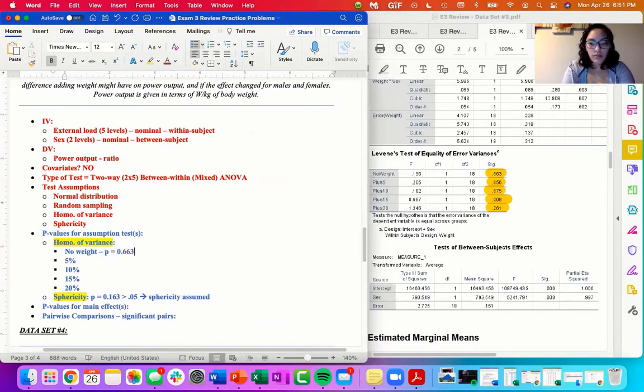is 0.663, which is greater than 0.05. So for this one, we would say equal variance is assumed. Right? And then do the same thing for the 5%. That P is 0.656, also greater than 0.05. So we can argue the same thing as the no weight group.